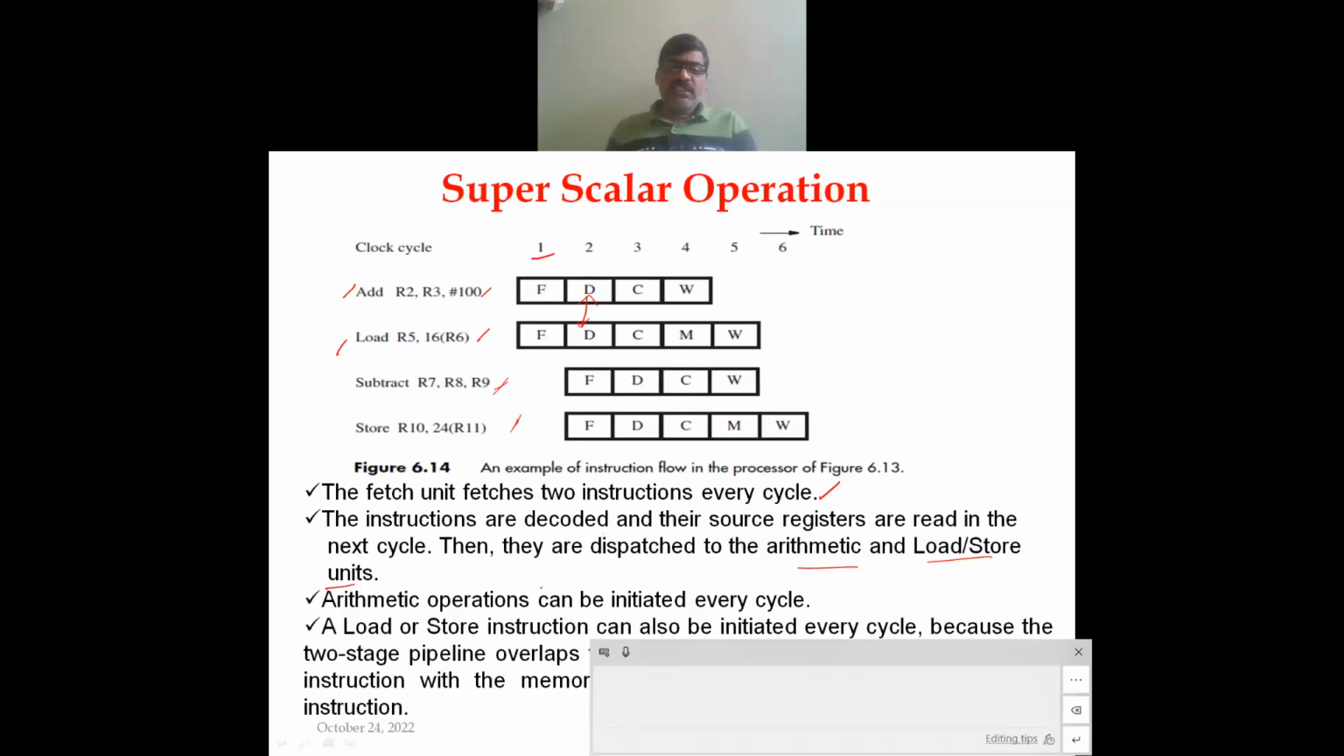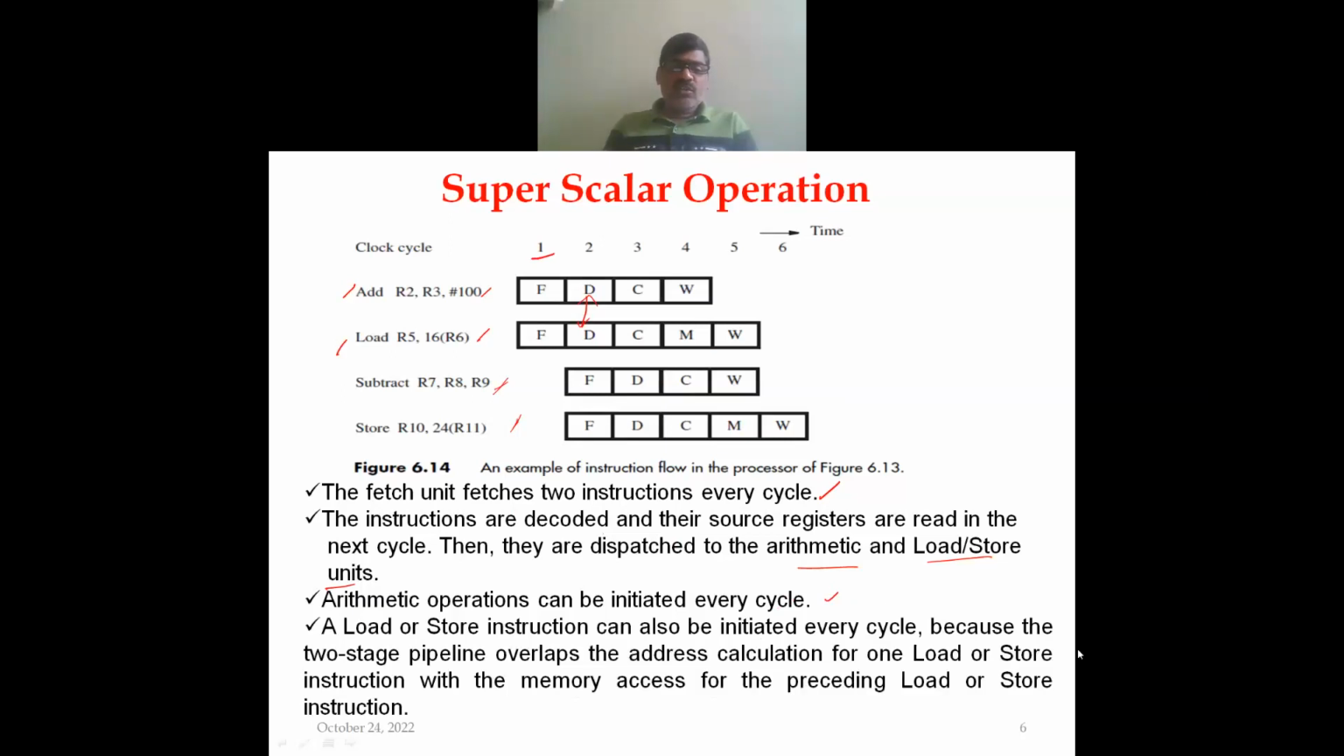Fine. So arithmetic operations can be initiated every clock cycle, during every clock cycle. Similarly, a load or store instruction can also be initiated every cycle because the two-stage pipeline overlaps the address calculation of one load or store instruction with the memory access for the preceding load or store instructions.